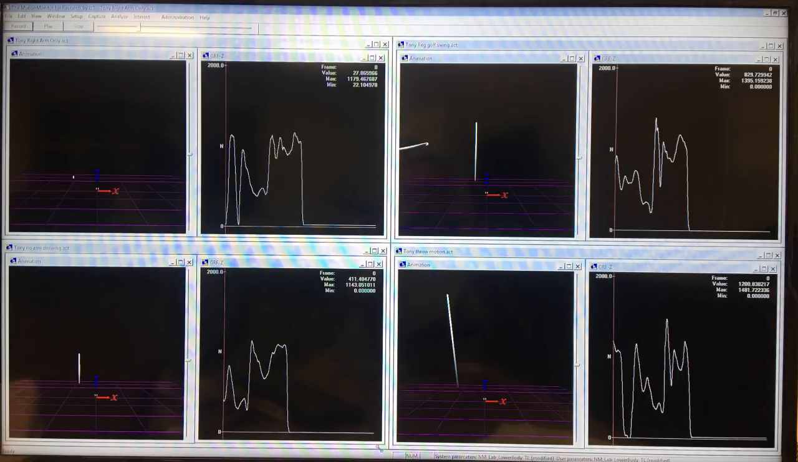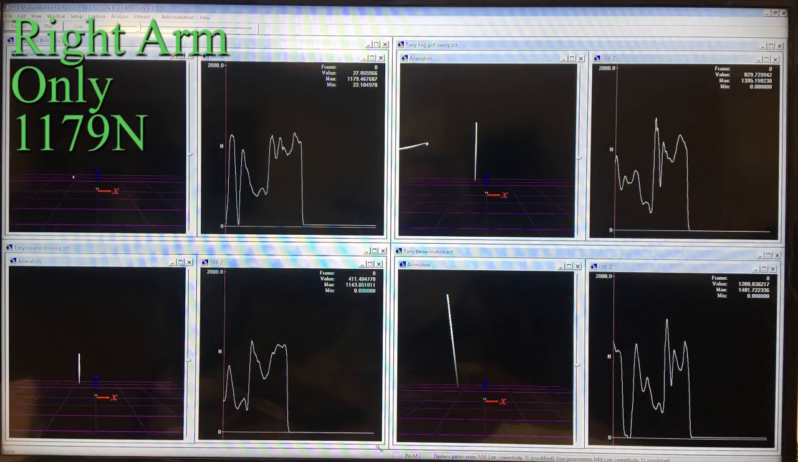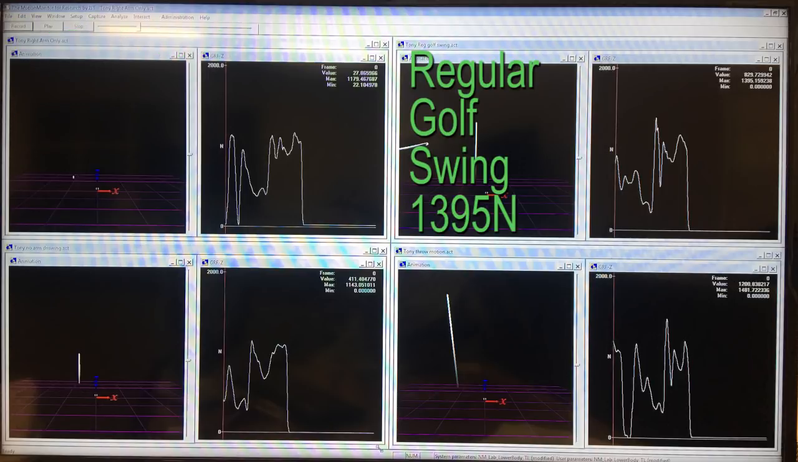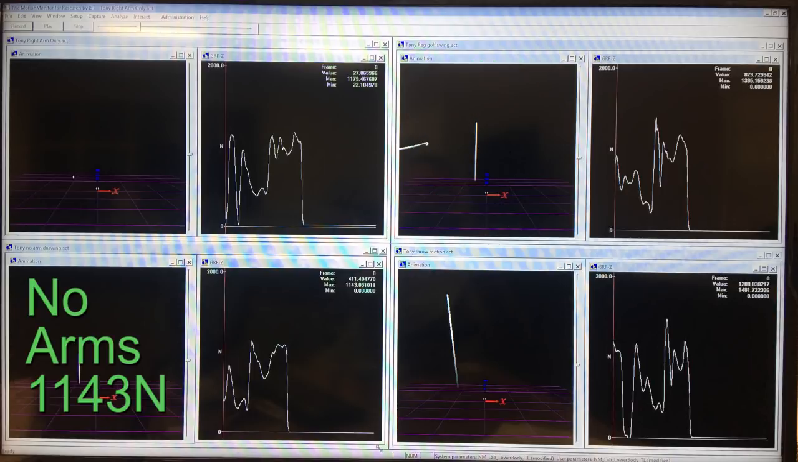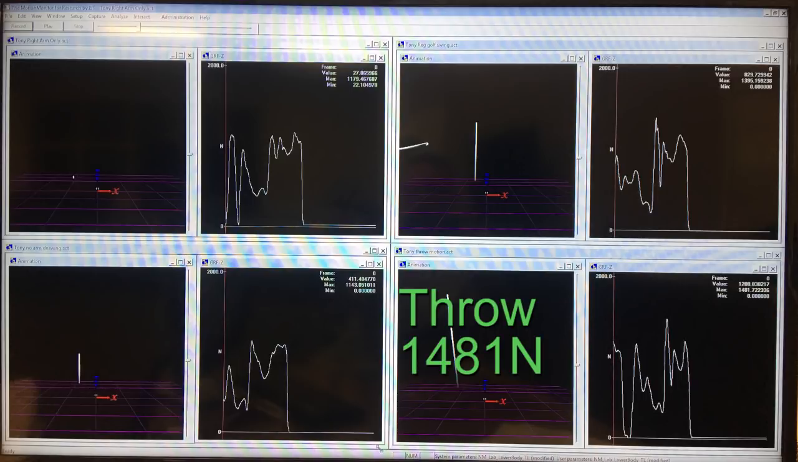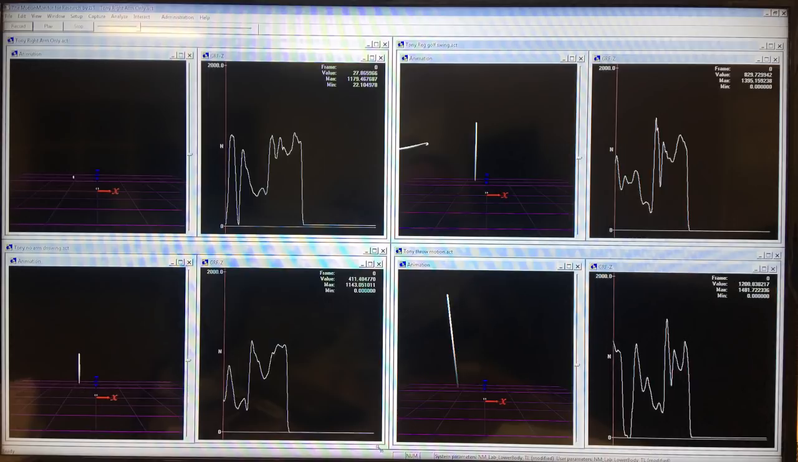What we see up here in the top left-hand corner is my right hand only swing. Over in the top right is my regular golf swing. Bottom left is what I call my no arm down swing. And then bottom right was my throwing motion. And really what I want you to take a look at is the maximum values. Don't get caught up in the pictures because I don't have things synced up time-wise.